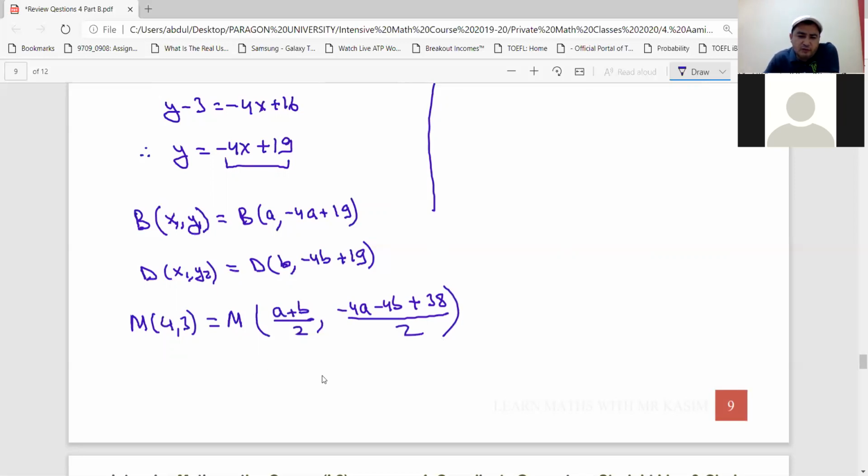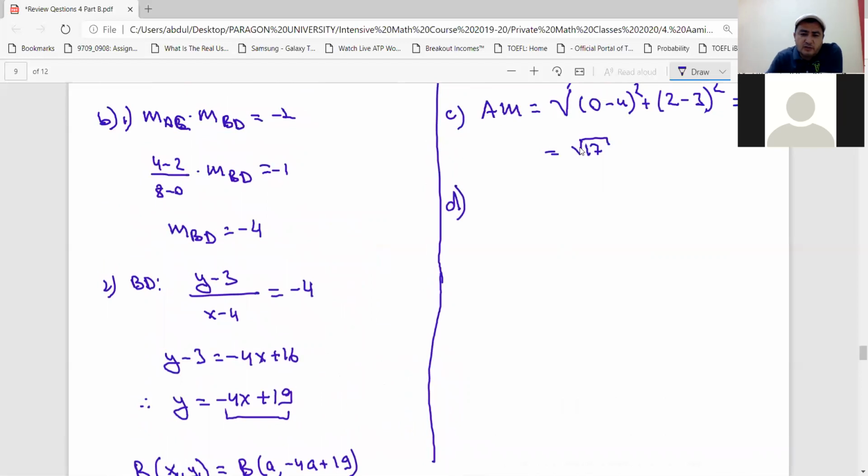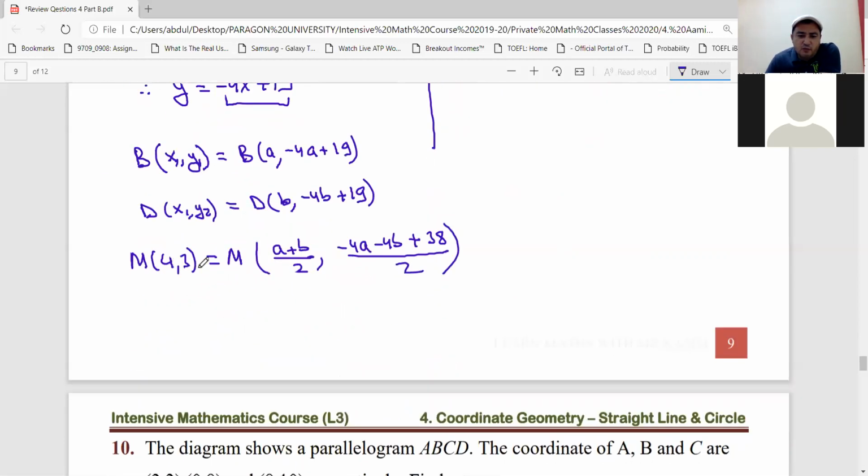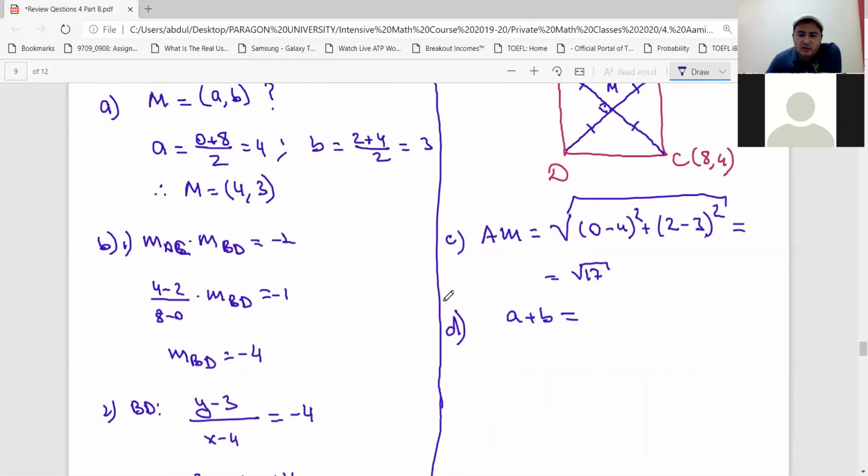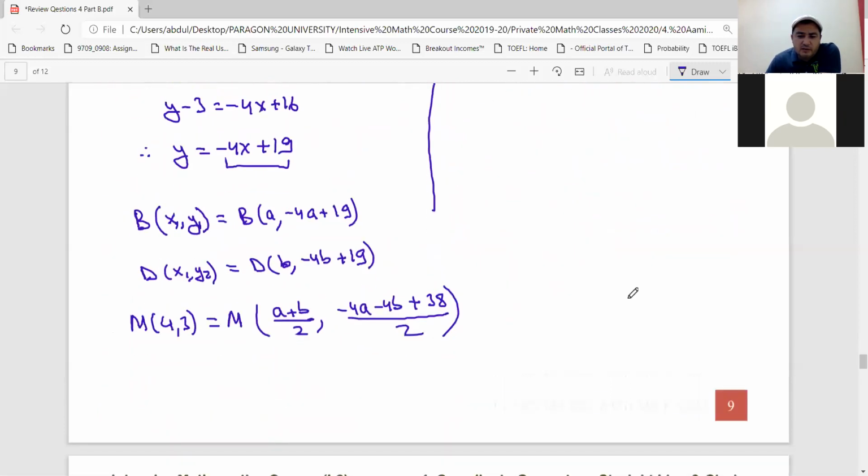Now from here, as you see, we have two equations. That means that these two things are equal. That means that corresponding coordinates must be equal to each other. That means that here, a plus b over 2, let me just write here, a plus b should be equal to, if you just multiply by 2, 4 times 2, that's equal to 8. So a plus b must be equal to 8. And how about the second thing? Here we have minus 4a minus 4b plus 38. Actually, all are divisible by 2. I can simplify by 2.